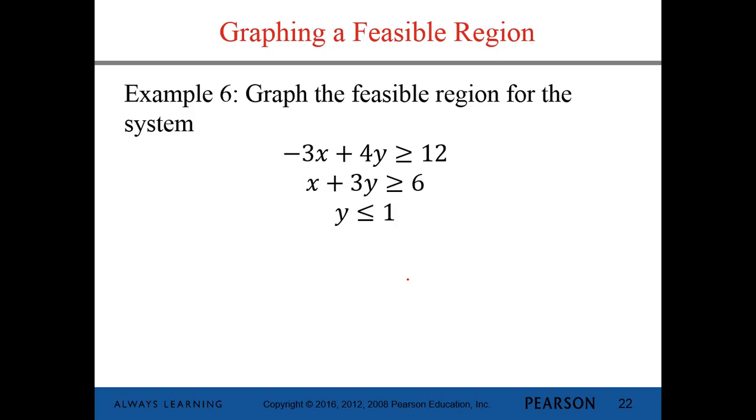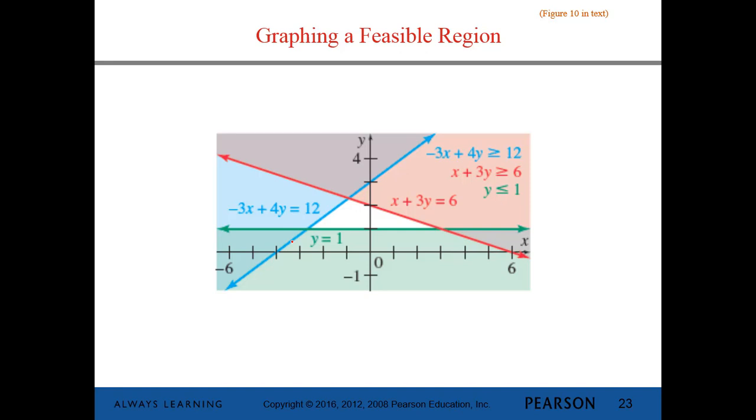Okay, let's look at this one. Here we have a system of three equations, in x and y. And so again, let's go through the steps. We're going to graph each of the lines. Then we're going to figure out what region satisfies each of the lines, and then we're going to find the overlap, where the regions overlap. So now in this case here, look at this.